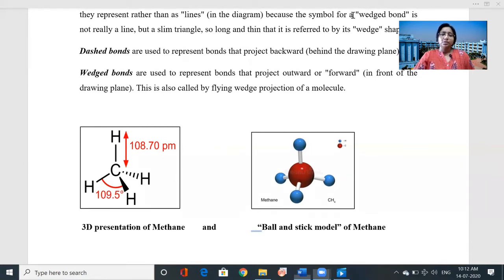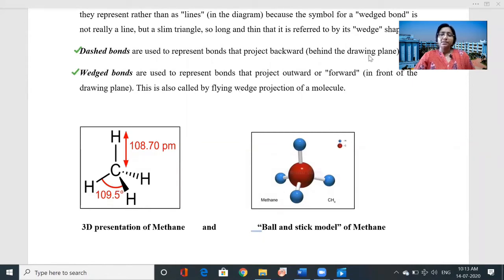Okay, so this is the solid lines. This is the dashed bonds. This is the wedge bonds. So here it is written. Okay, this one. So this is the dashed line, let me show again this part, the dashed, and this one is the wedge bonds.